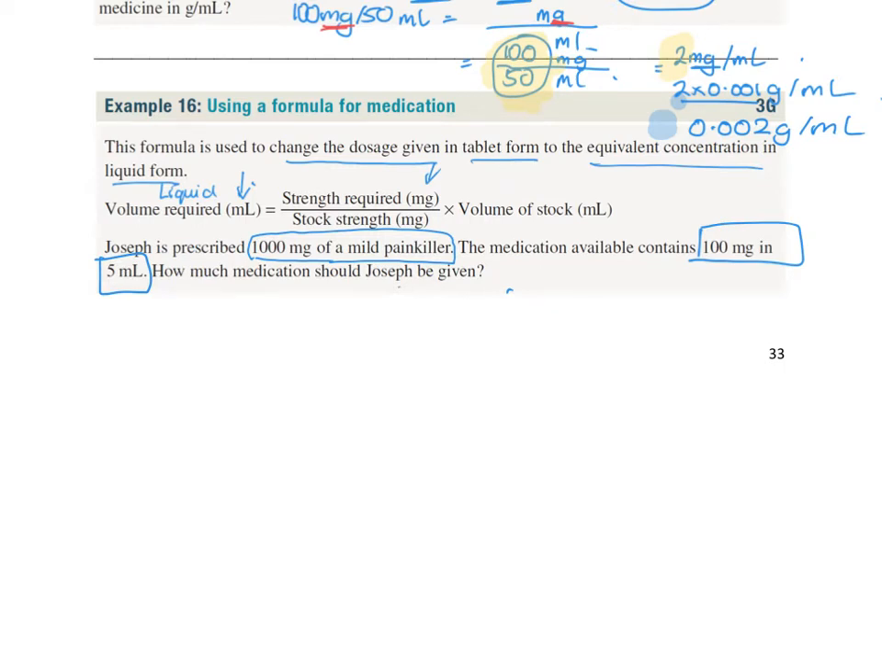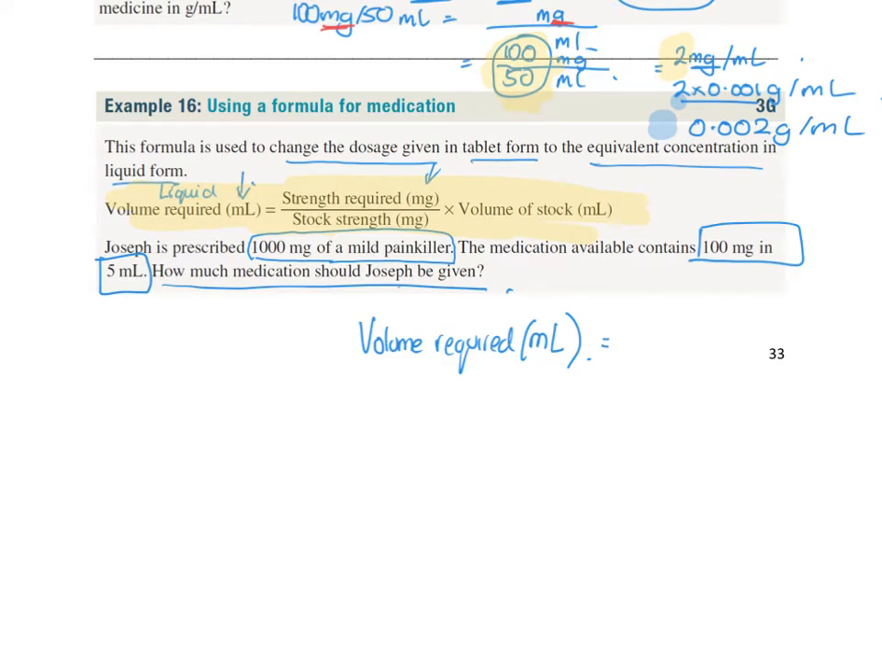All right, we're being asked to find how much medication Joseph should be given. So what we need to find out is the volume. And what's volume measured in again? Look at the formula. Millilitres. Okay, so here's your formula up here because that's what we're going to be using.